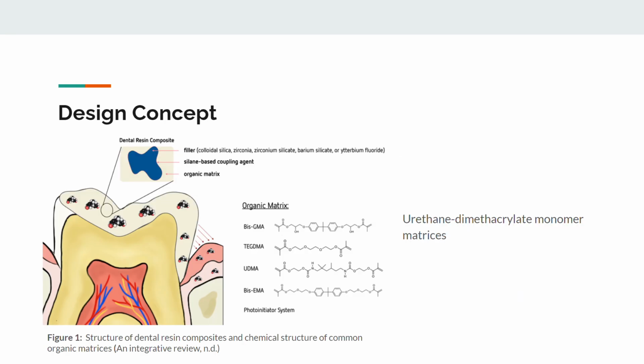Dental composites are used to replace a structure of missing tooth material. This can be in the form of cavity fillings or implants. Dental composite resins are composed of an organic polymer matrix, inorganic filler particles, coupling agents, and an initiator-accelerator system. Some common organic matrix materials include BIS-GMA, TEG-DMA, UDMA, and BIS-EMA. But for this presentation, the focus will be placed on UDMA, or urethane dimethacrylate matrices.